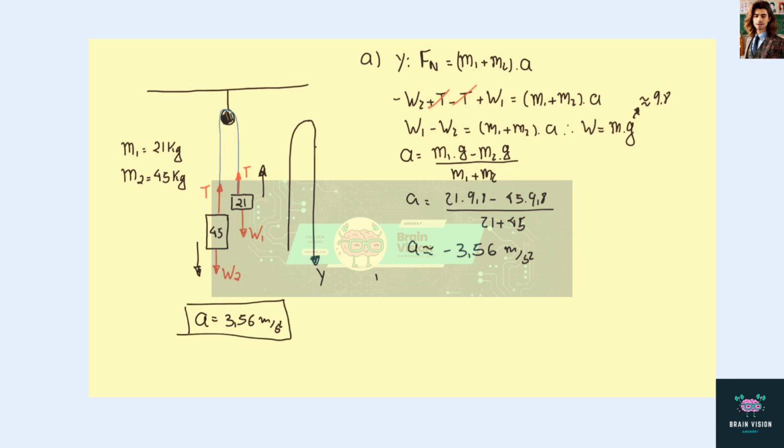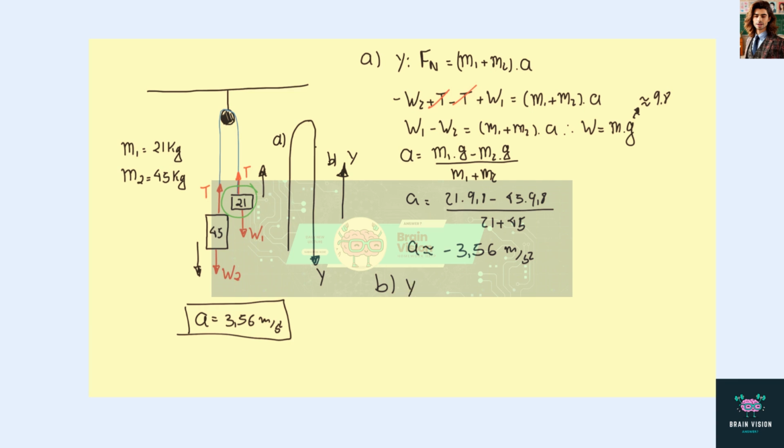Now, for the second item, we have to calculate the tension in that cable. For that, we apply Newton's second law either to this system or this system. Let me apply it to this system. Doing that, I get the following. Oh, and now I'm using this reference frame. For the second item, this is my y-axis. So this was for the first item and this is for the second item.